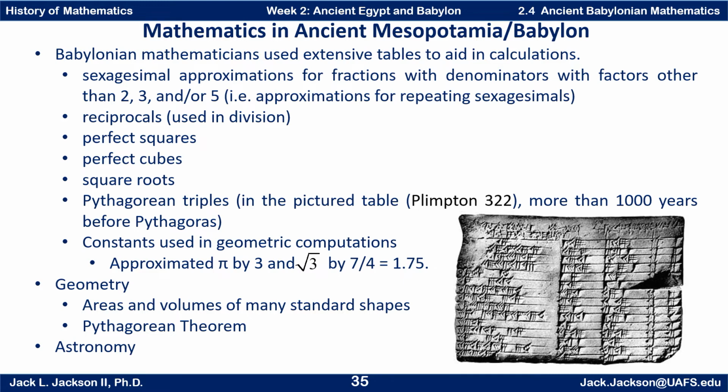They did a lot of geometry. They used constants in their geometric computations. They approximated pi by 3 in some cases, and the square root of 3 by 7/4, or in other words, 1.75. These are not particularly great approximations, but they did use those to help in their computations. In geometry, they knew how to find areas and volumes of many standard shapes. As I said, they knew something about the Pythagorean theorem.